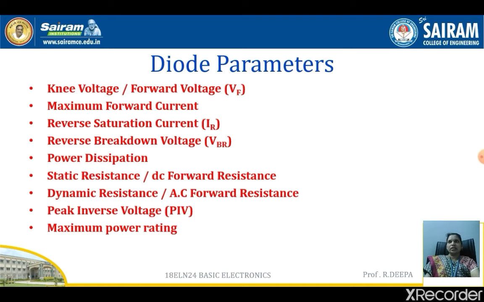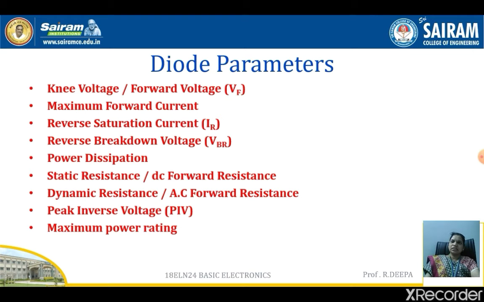Reverse saturation current. The constant reverse current flowing through the diode when it is reverse biased, we'll name it as reverse saturation current. The next parameter, reverse breakdown voltage. When the reverse voltage is increased to a certain value, the breakdown of the diode occurs and the reverse current flows very sharply. This voltage will be named as reverse breakdown voltage. Power dissipation. During biasing, the power that the diode can dissipate is called power dissipation.